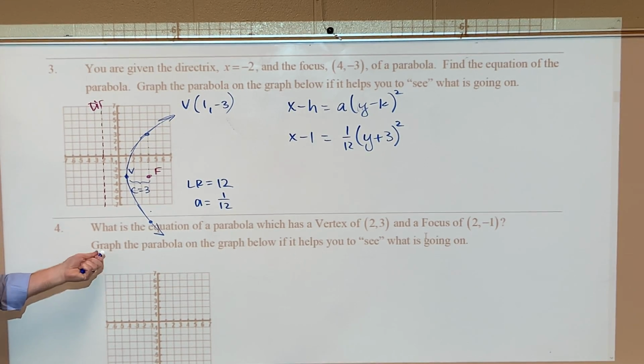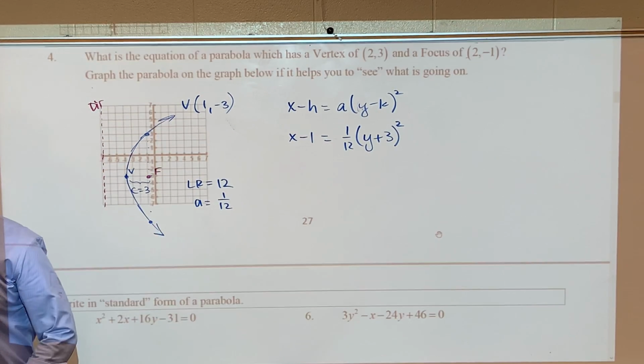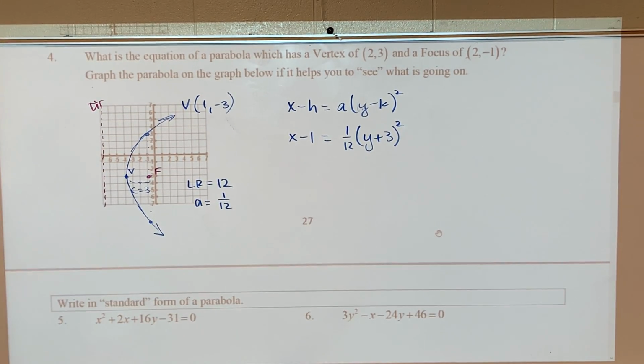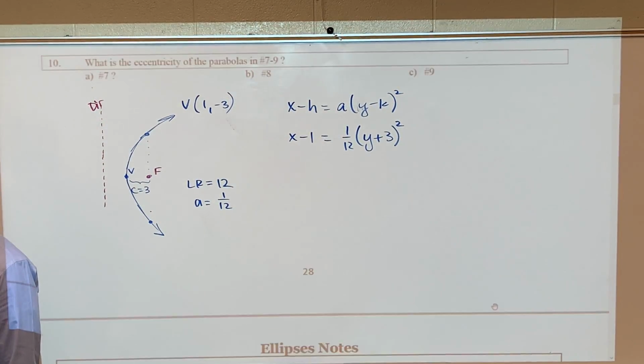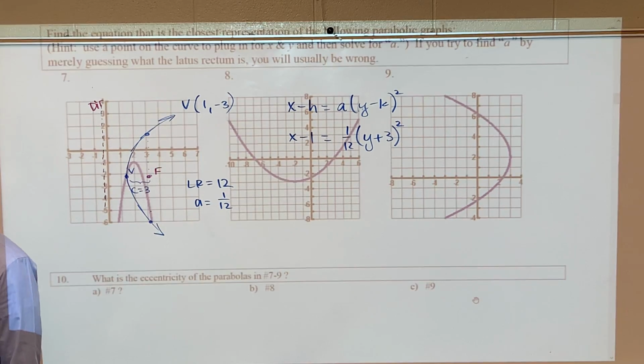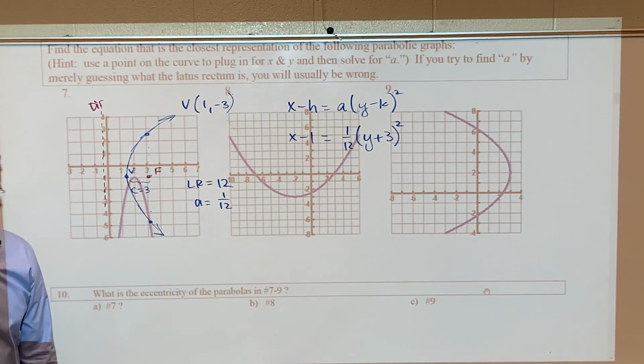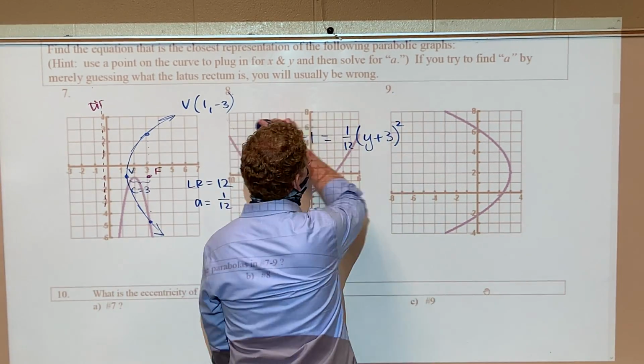How about this one? Equation of the parabola that has a vertex of 2, 3, focus of 2. I'll tell you, what time do we have? What do we have left? All right, let's work backwards. Y'all start sniffing? Oh. I think we're done with that.